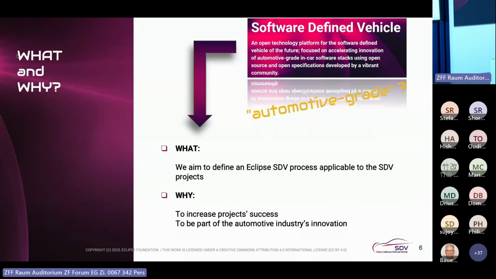So as Daniel was saying, based on the statements that we made as a work group, what we are aiming for is to define an Eclipse SDV process that would be applicable to all the SDV projects within our work group. The main two reasons for doing so are to increase project success by being adopted, by being seen better, by being more easily integrated into whatever systems or subsystems might take them on board, and also to be part of the automotive industry's innovation. Because if you're not a player, you're not part of it, right?